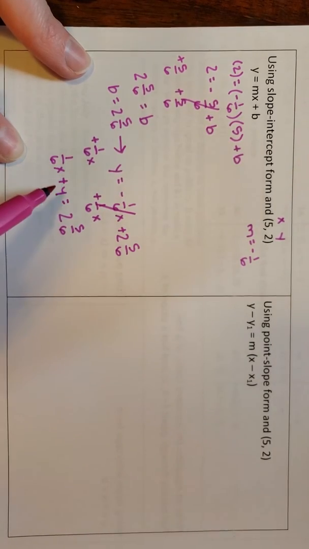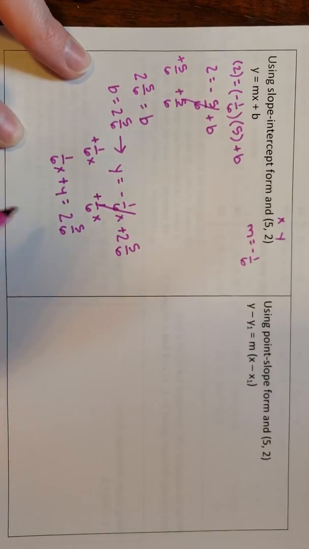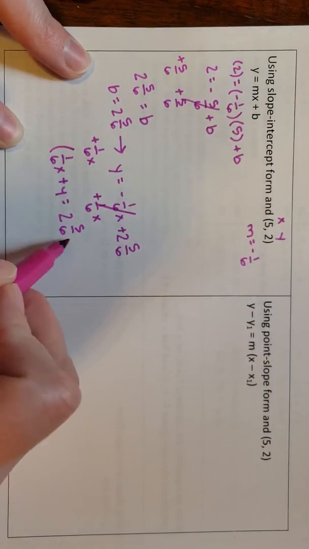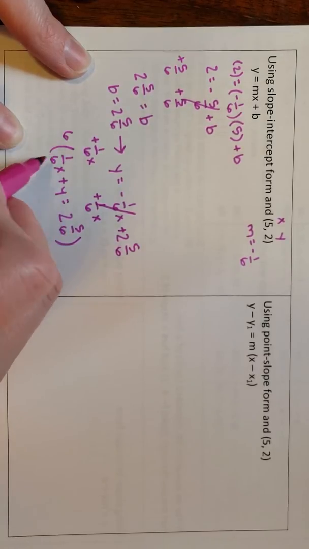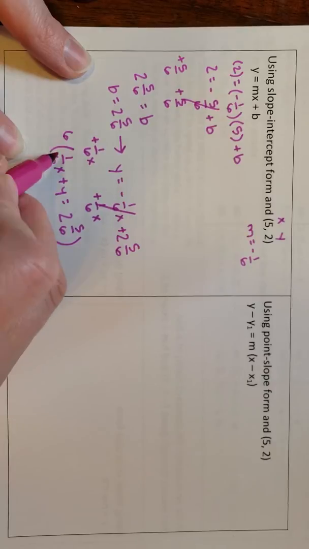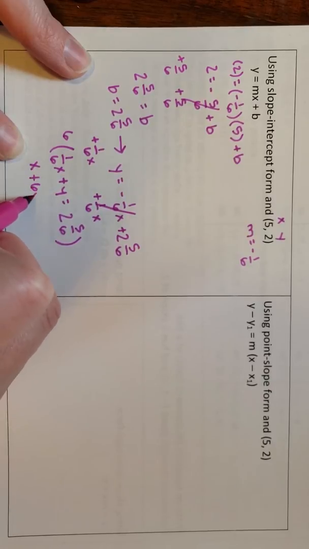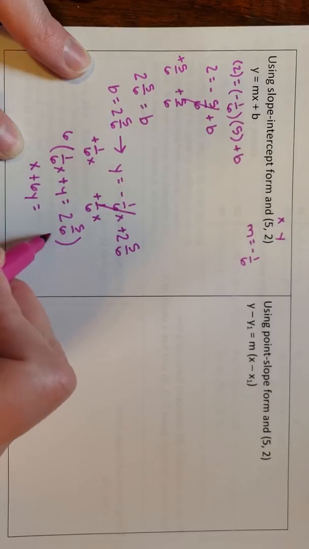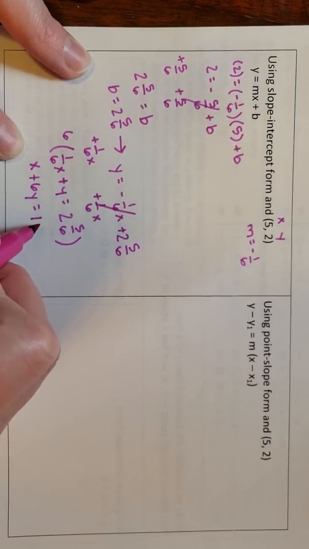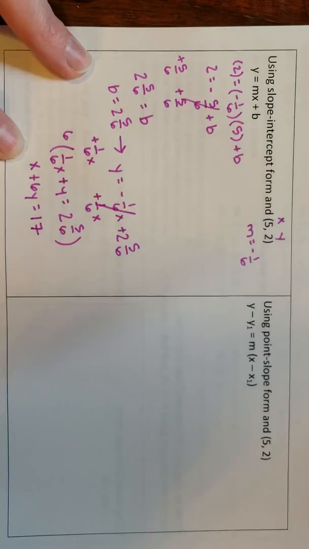Positive x's and y's equal our constant, but what's our problem? This needs to be a real number. So multiply everything by 6, because that's what the denominator is. A 6 of 1/6 is a singular x plus 6y equals 17. Okay.